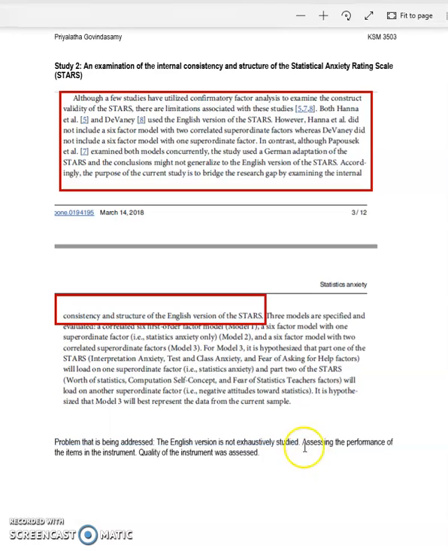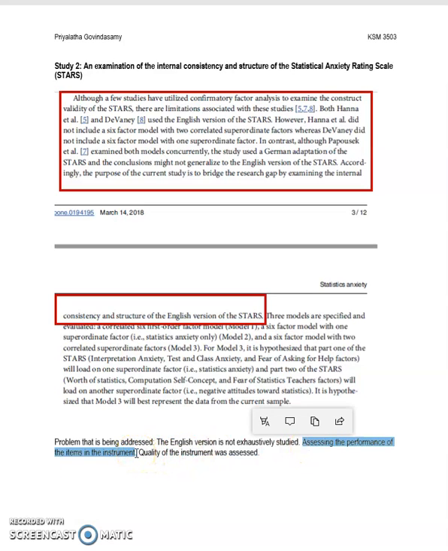When we are talking about the English version not being extensively studied or explored much, it is actually again about the performance of the items in the instrument. So basically, you are asking, okay, the English version is not being studied much. So what is actually in your mind?